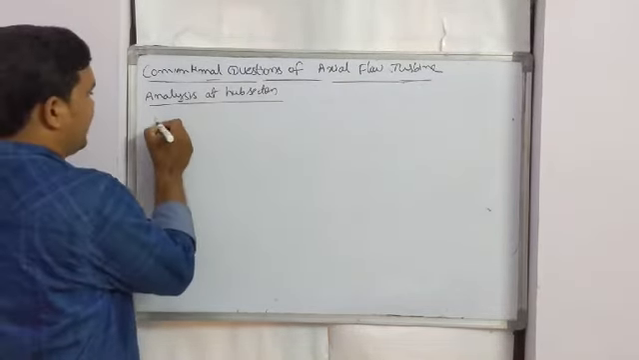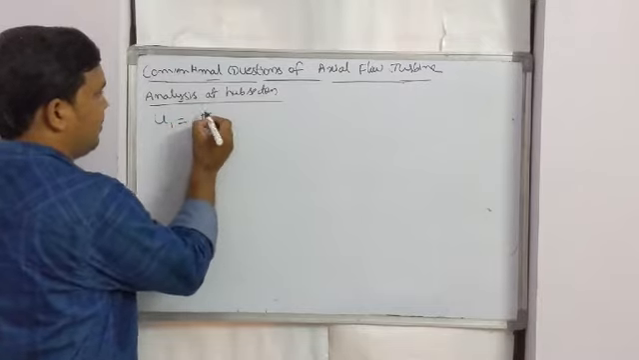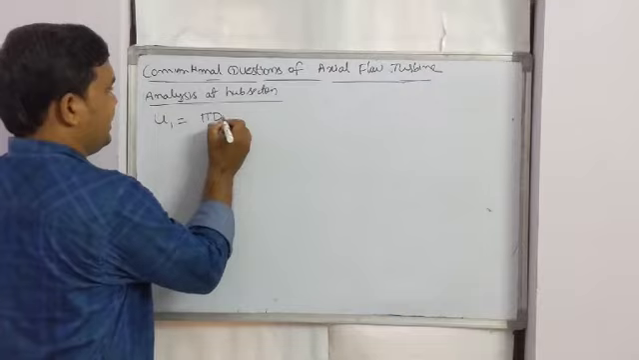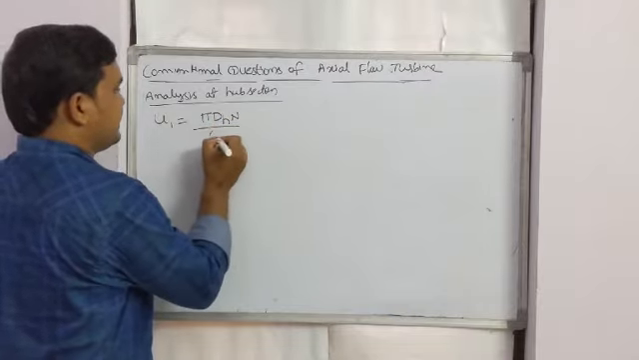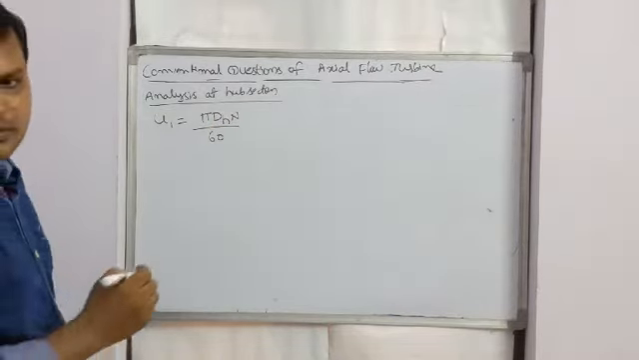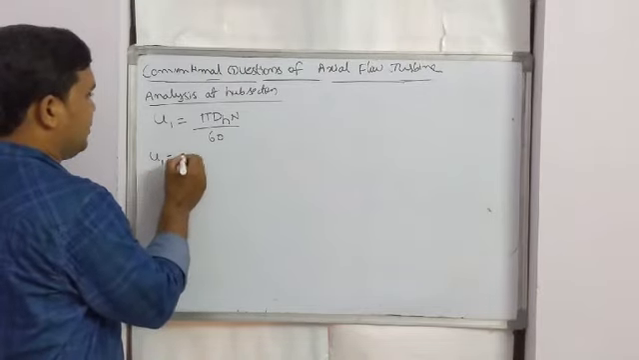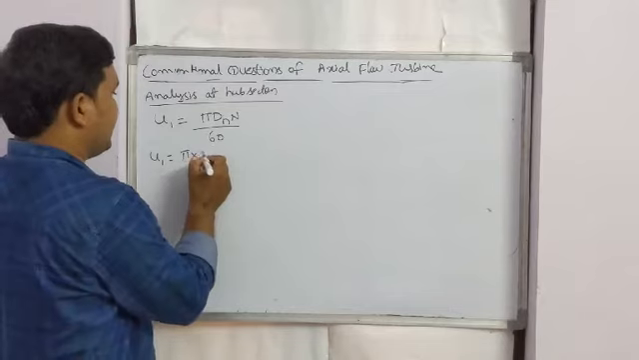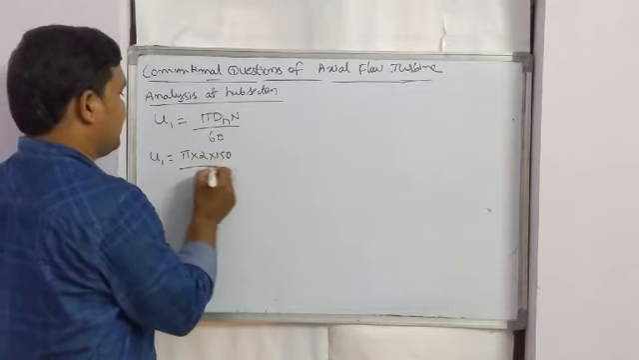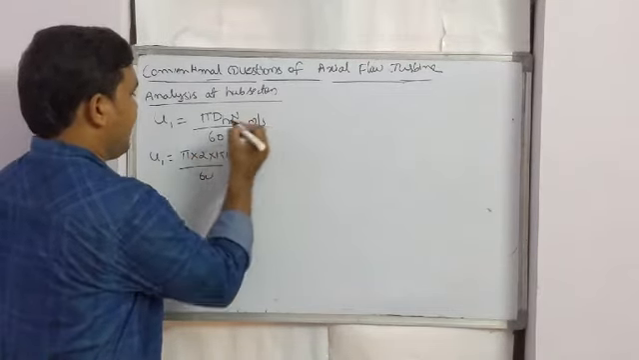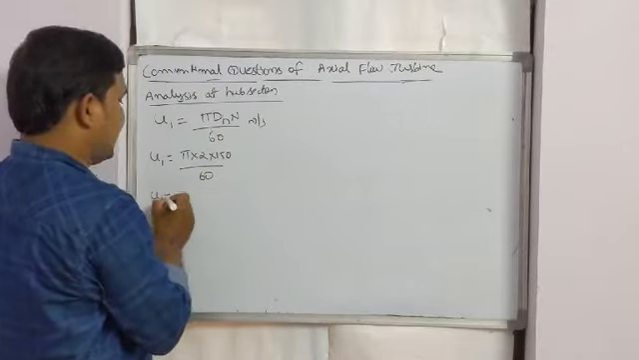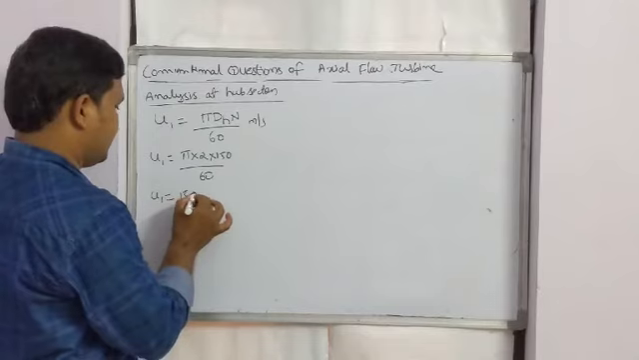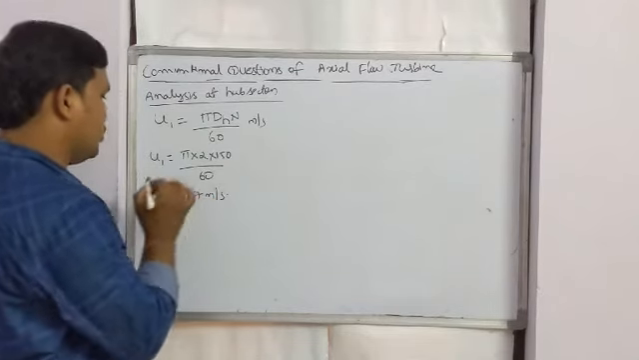First, U1 is equal to pi dH n by 60, since we first find out the hub section. So U1 is equal to pi, diameter of hub is given as 2 meters, and n is given as 150, by 60. This is in meters per second. So U1 we get as 15.7 meters per second. U1 is known.